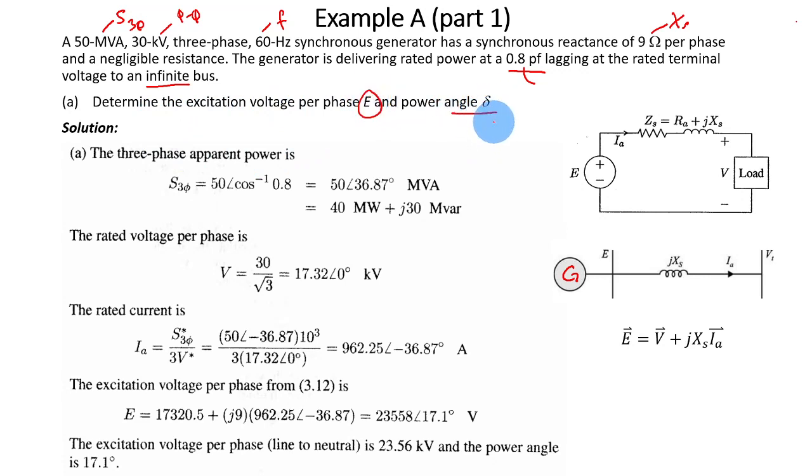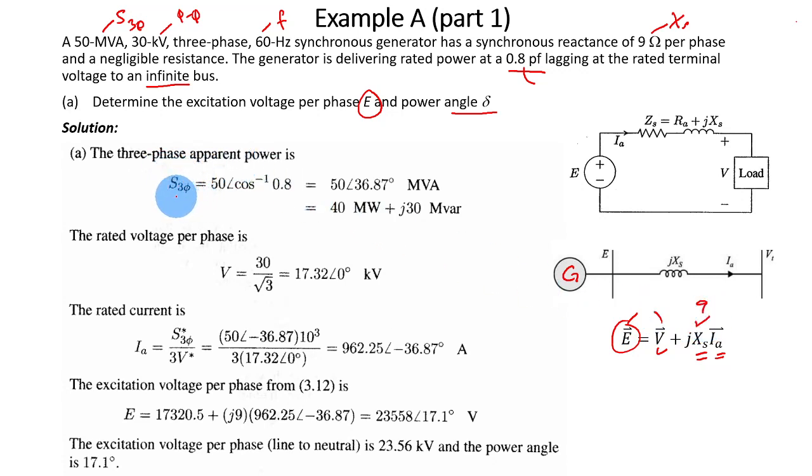Let's use the formula that we have studied before. The first thing we need to find is the voltage and current, and then we use this formula. We need to find the generator voltage using this phasor. The voltage phasor V is a constant, and you need to find XS and IA. XS is fine, we know it's 9. So let's move on to the first step.